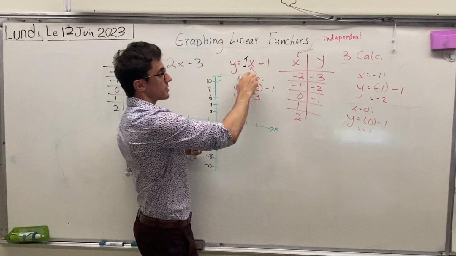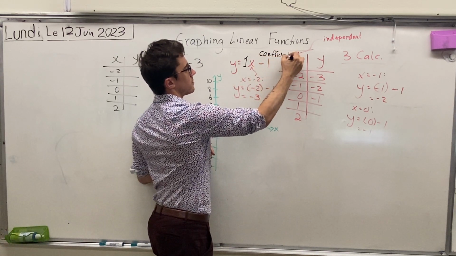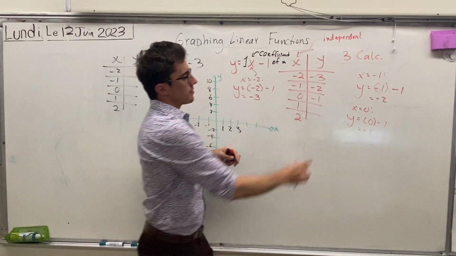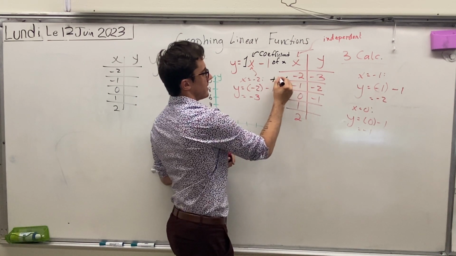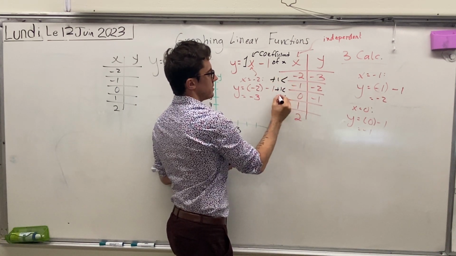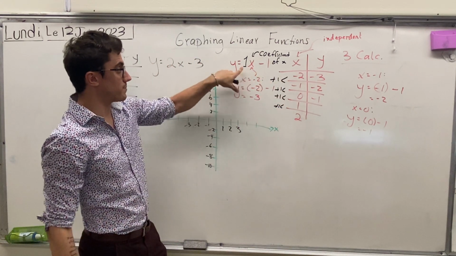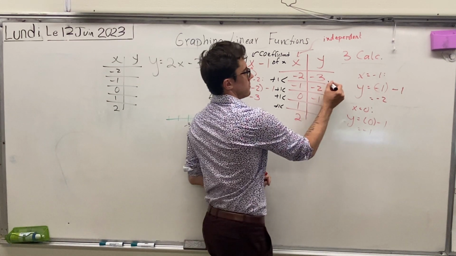And so the coefficient of x determines the constant change in the y values. So if the x values steadily increase by 1, then our y values are going to increase by our coefficient. And that's +1 as well.